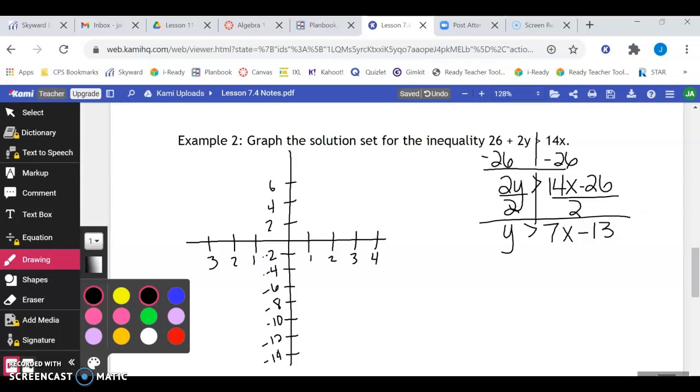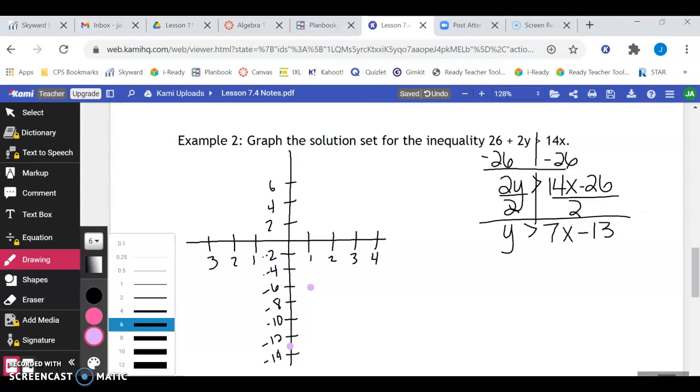Okay, so our y-intercept here is negative 13. So we're going to put a dot at negative 13. And then our slope is 7, so 7 over 1. So we have to go up 7 and over 1.